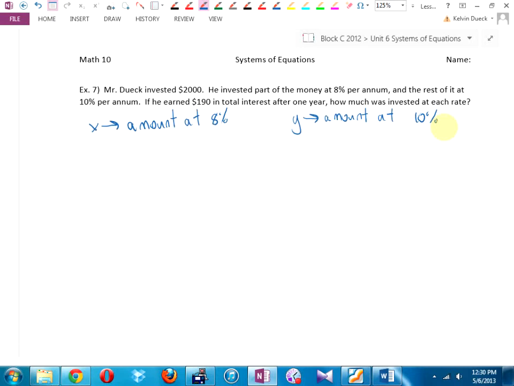That's how much money there was, grand total. Ty, you're correct. To start out, I split up that $2,000 into 2 different groups.